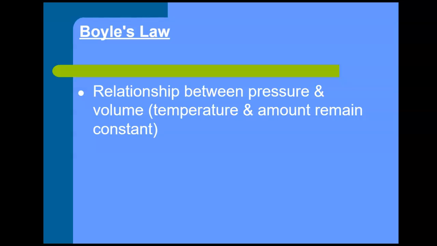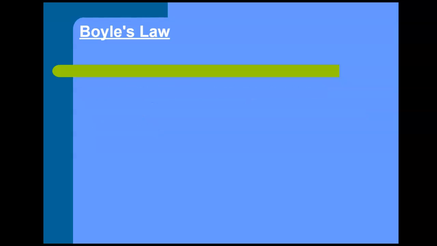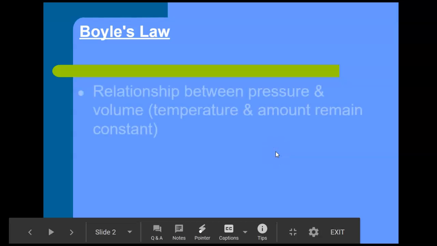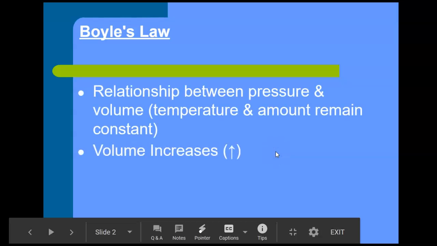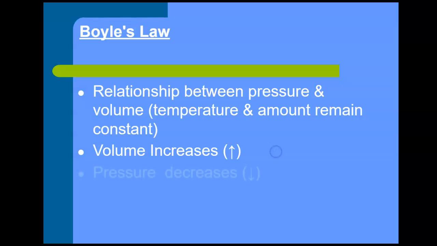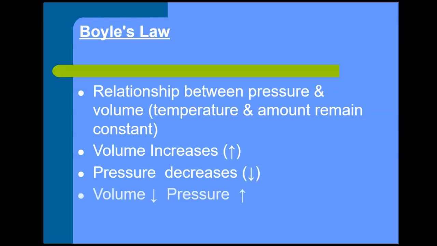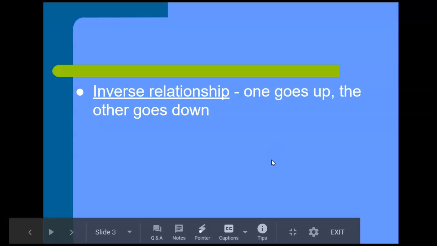That means temperature and the amount of the gas remain the same. In other words, the amount of moles of the gas remain the same. Okay? So when volume increases in Boyle's law, then we are going to experience a pressure decrease. And then the opposite will also be true. When volume decreases, we'll experience a pressure increase. All right? So let's take a look at this inverse relationship. In other words, one goes up and the other one goes down.